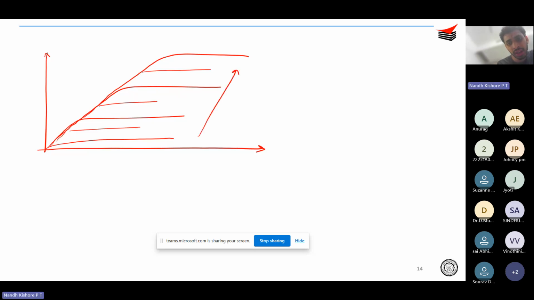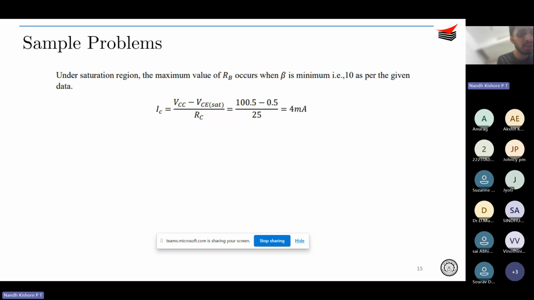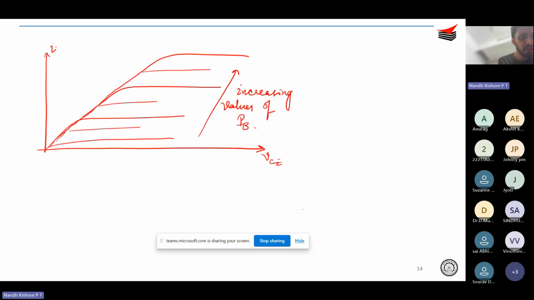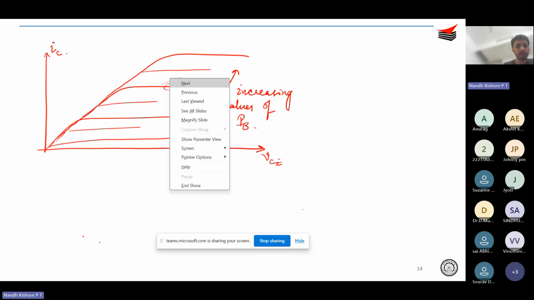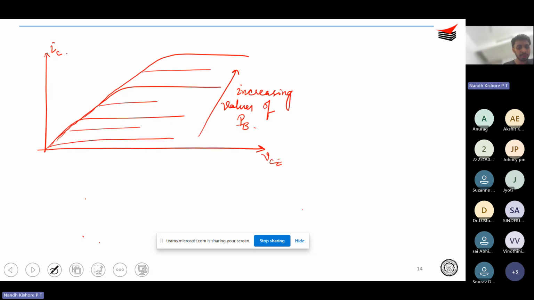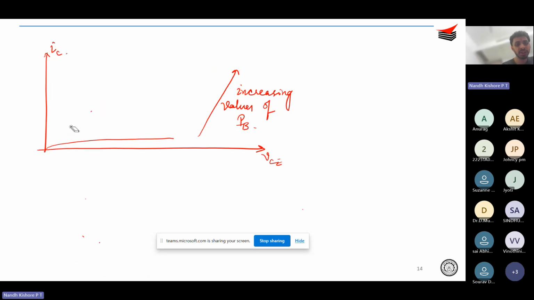So this is for increasing values of IB, and this is VCE versus IC. This is the characteristic that all of you are aware of. But now I will do one thing. I will just take one operating point, or one particular characteristic curve.